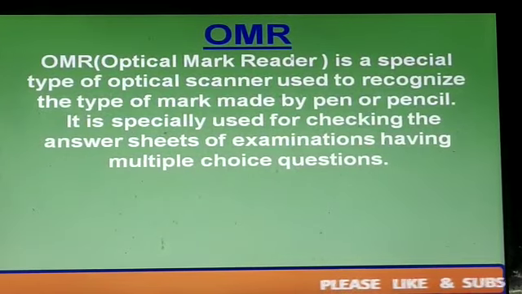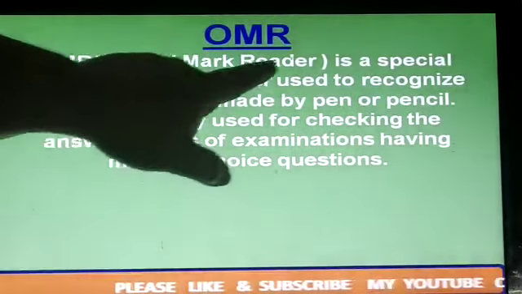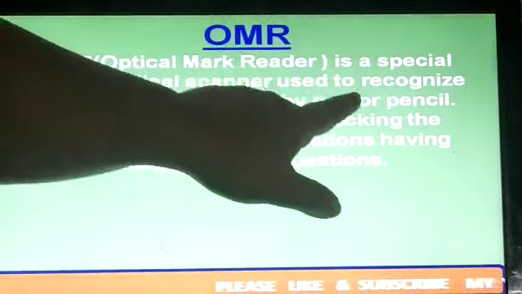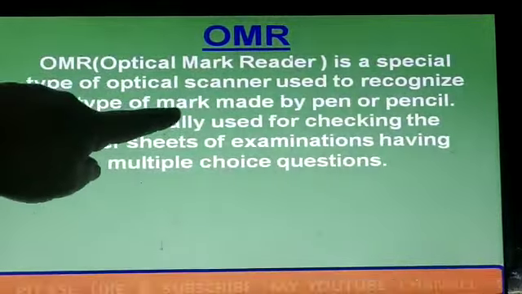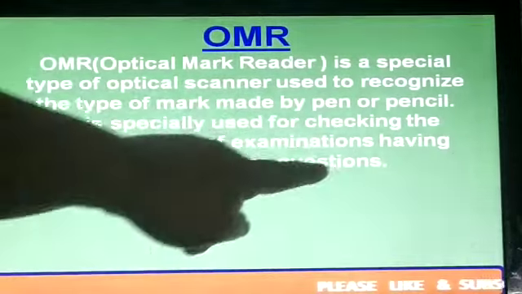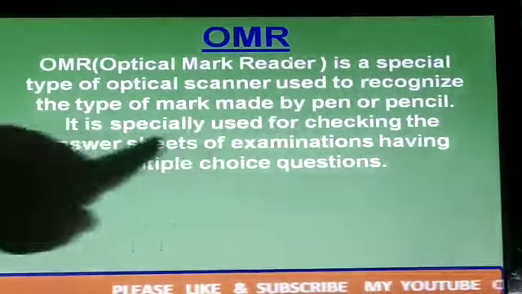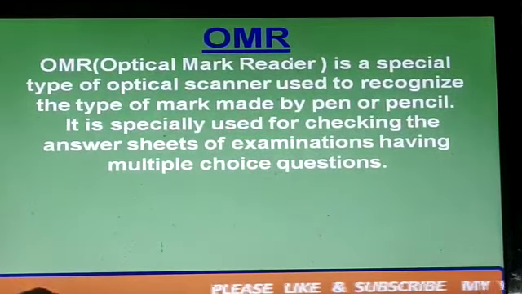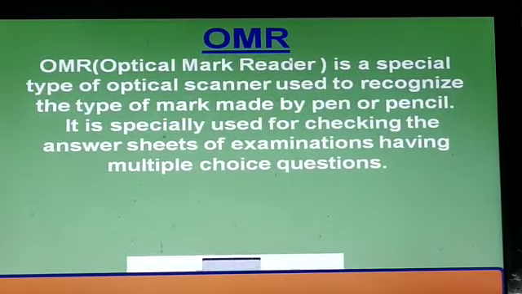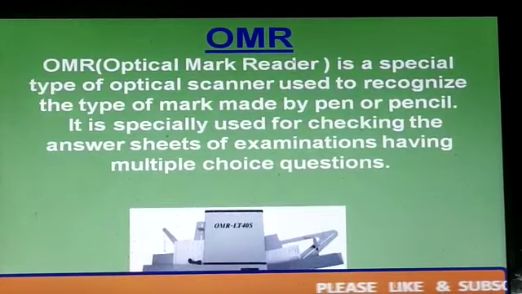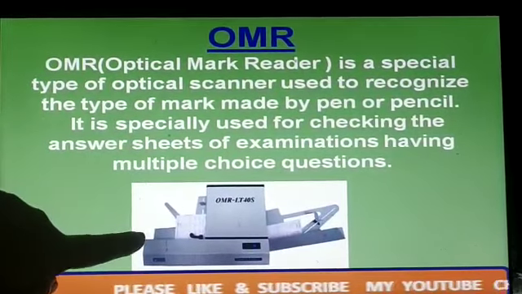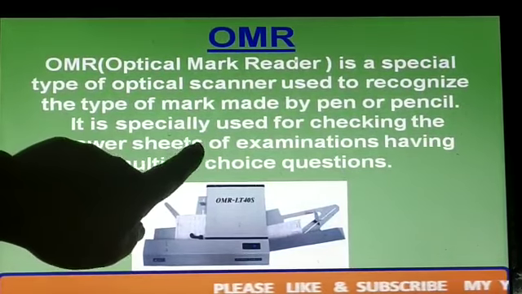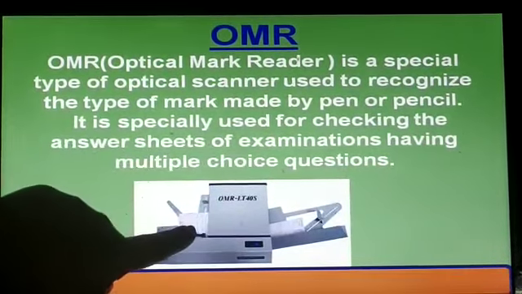Next is OMR. OMR means optical mark reader. It is a special type of optical scanner used to recognize the mark made by pen or pencil. It is specially used for checking the answer sheets of examinations having multiple choice questions. Here you can see this is a picture of OMR, optical mark reader. It is an input device which is used to check the answer sheets of competitive exams.